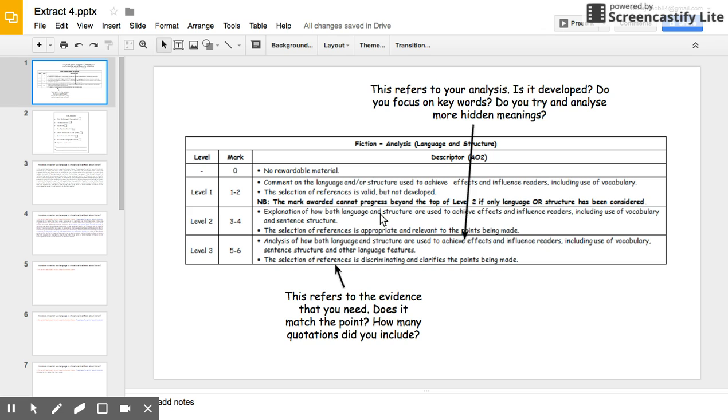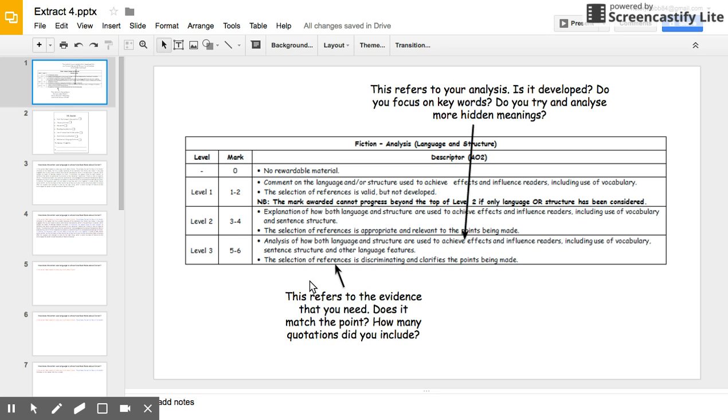The first one is all about your PE paragraph in terms of the explanation. So, is it developed? Are you adding in adverbial phrases to extend your explanation sentences? Do you focus on keywords? Do you try to add in additional meanings? Do you add in additional sentences? Do you look for the more hidden meanings?